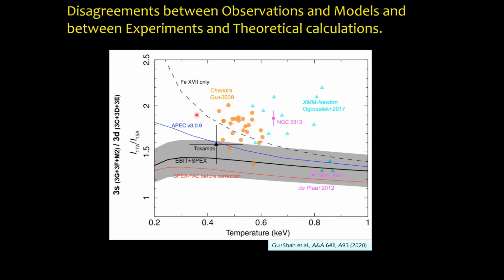And once you include the dielectronic recombination, which affects the lower temperature, it lowers down the line ratios. Basically this is EPIC and this is SPEX. And recently we corrected the cross sections in SPEX with the EBIT measurement, which produced this band. So it is kind of in agreement with the previous one. So yeah, we see this disagreement with the astrophysical observations.